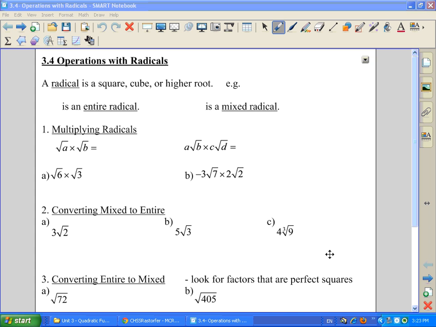Hello class and welcome to lesson 3.4, operations with radicals. Radicals may seem like a new term to you, however we have been using them before, just maybe not expressing them as it. You probably remember radicals as mostly taking the square root of something, but you could also take a square, a cubic, or a higher root.